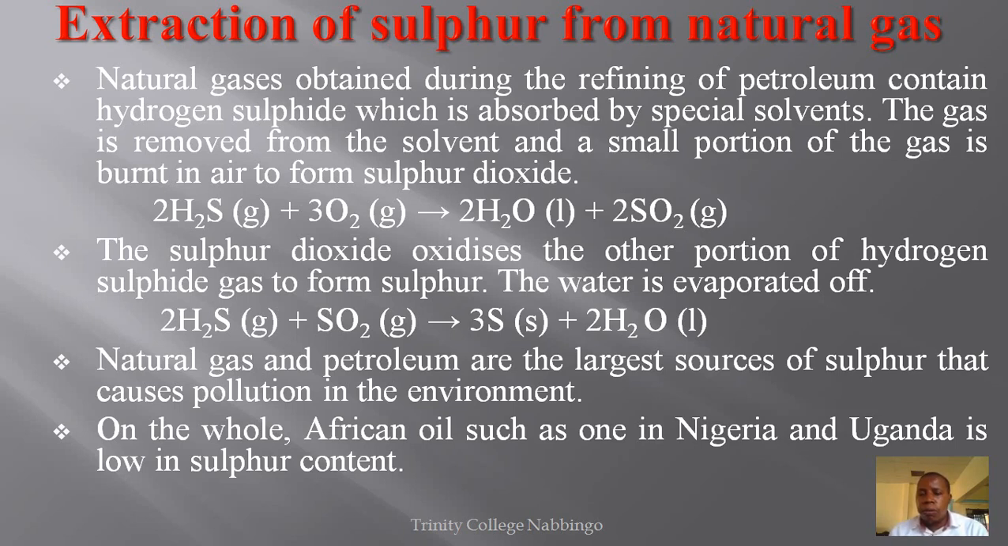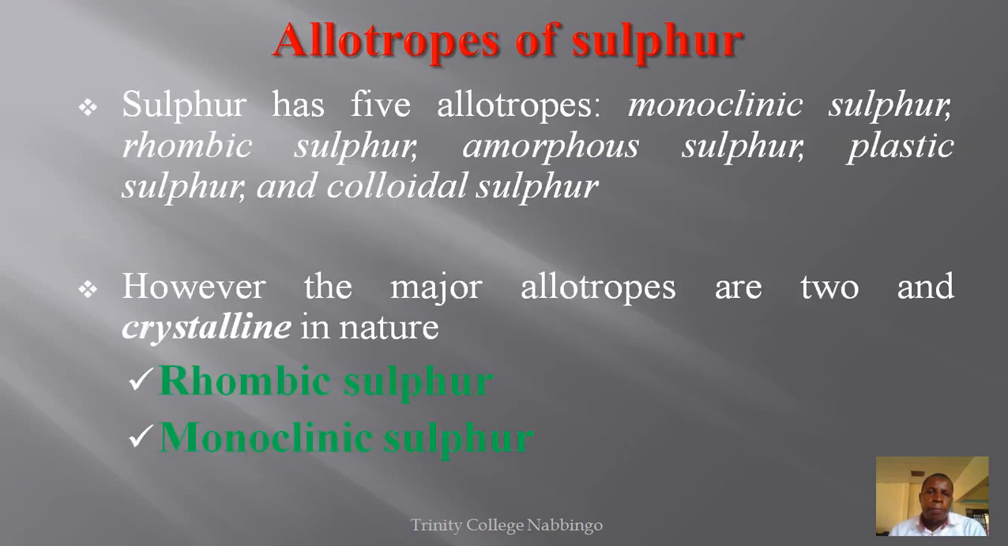However, it can also cause pollution because the sulfur dioxide is a pollutant and can lead to the production of acid rain, like we shall later see. In Africa here, Nigeria and Uganda's oil do not necessarily have this sulfur, but in some parts of the world, hydrogen sulfide can be obtained from petroleum.